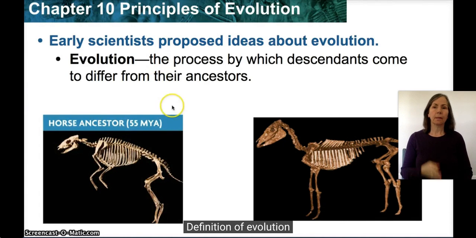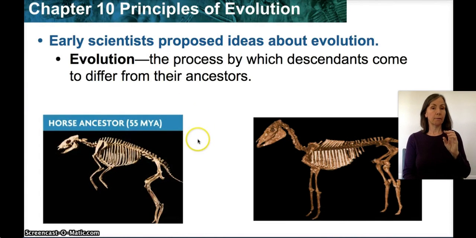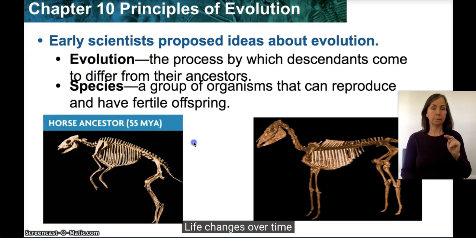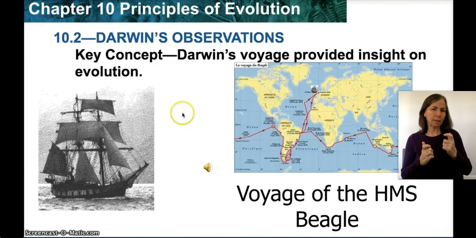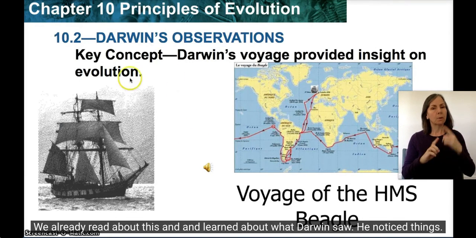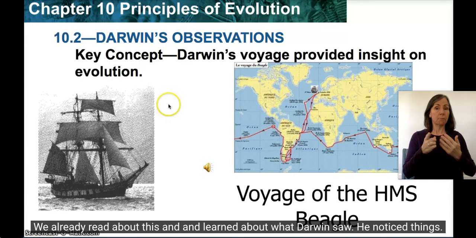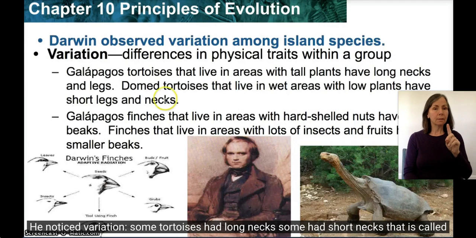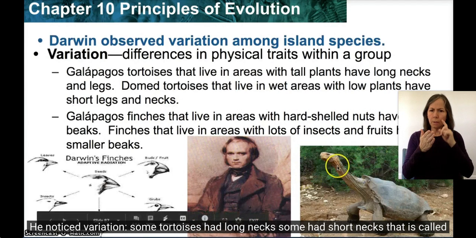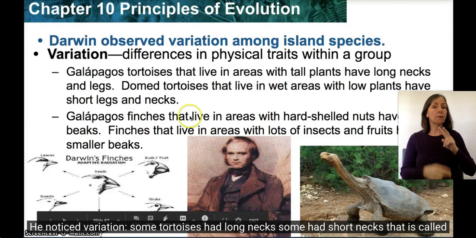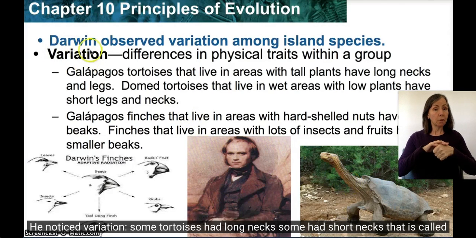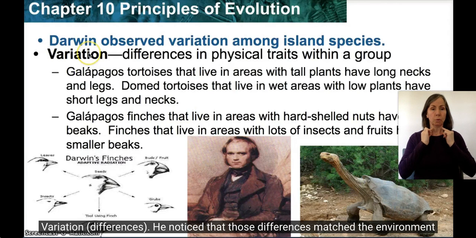Definition of evolution: life changes over time. I'm going to go through some of these slides kind of quickly, but just so you can see them. We already read about this and learned about what Darwin saw. He noticed things. He noticed variation. Some tortoises had long necks, some had short necks. That is called variation, differences.